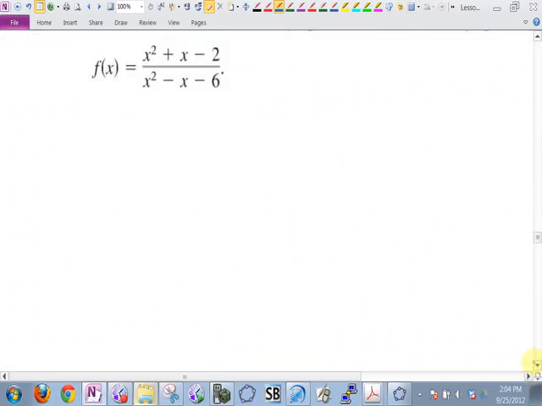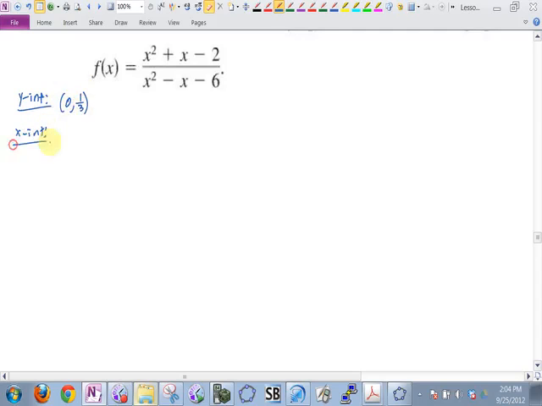How about x squared plus x minus 2 over x squared minus x minus 6? What's the y-intercept? Plug 0 in for x, what's negative 2 divided by negative 6? 1/3.